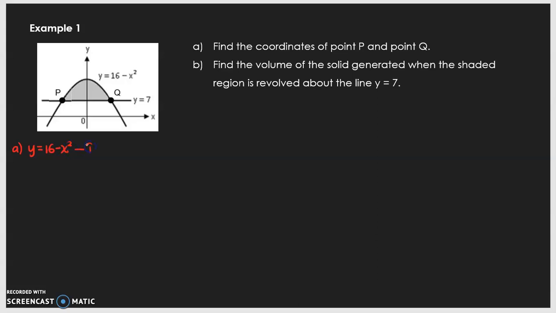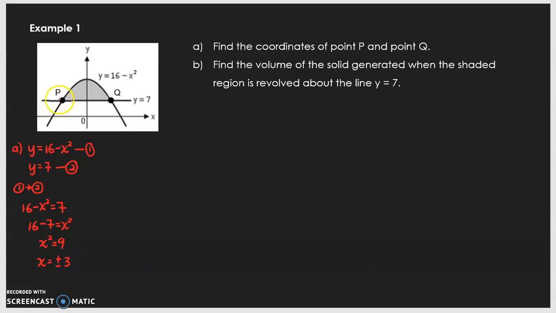Here is equation 1. And equation 2 is y is equal to 7. So here is equation 2. So substitute equation 1 into equation 2. So what I have here is 16 minus x squared is equal to 7. So 16 minus 7 is equal to x squared. So x squared is equal to 9. X is equal to plus minus 3. So the y is always 7.